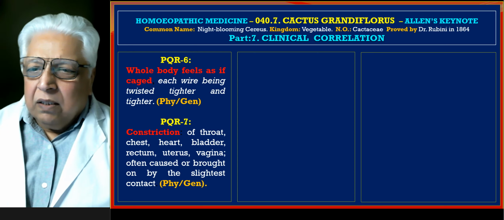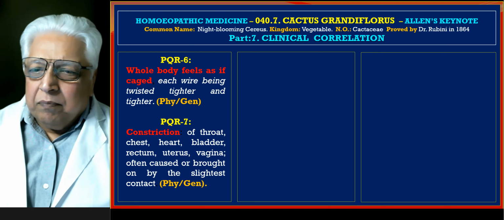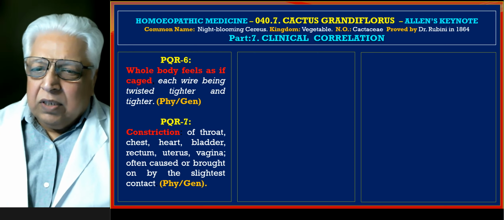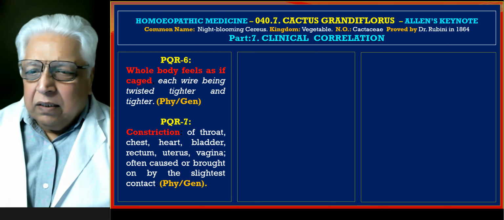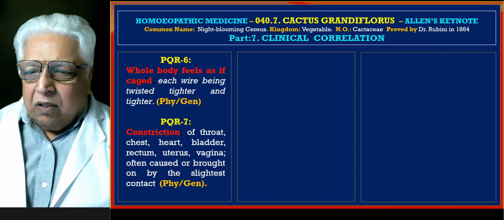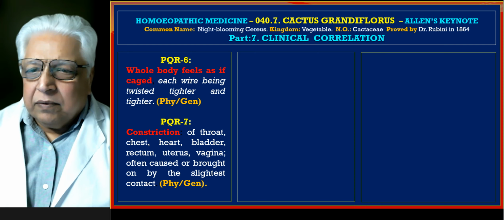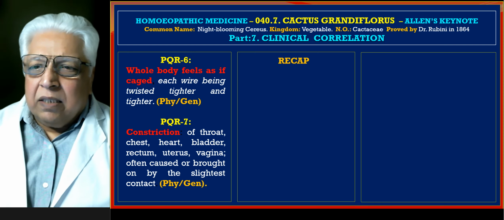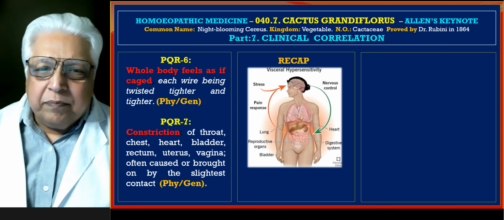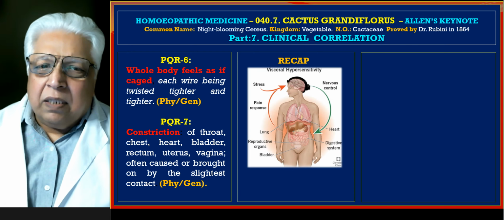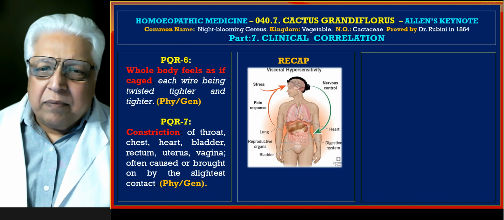PQR7 also has the same theme: constriction of throat, chest, heart, bladder, rectum, uterus, vagina, often caused or brought on by the slightest contact. This is a physical general. It involves the whole body. So let us recap. It is a visceral hypersensitivity which we can understand these symptoms.